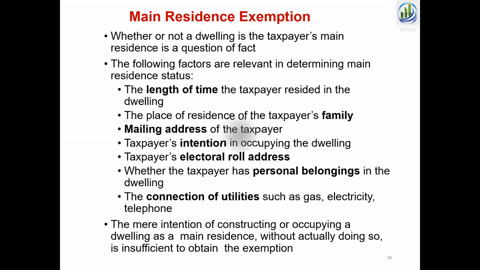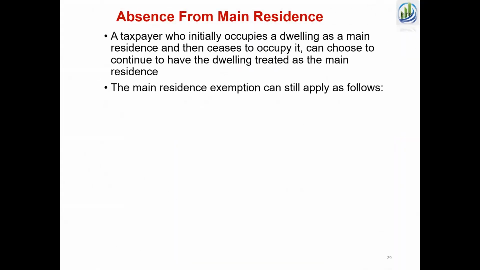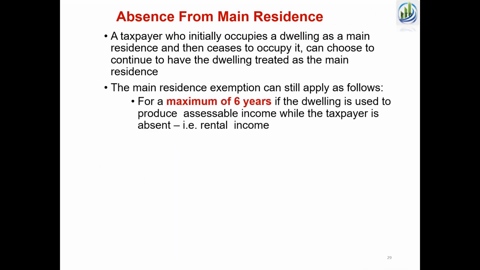There are exemptions for the 6 years. For example, you are living in a house, and you just move out of the house and you're renting it out somewhere, but that 6 years rule will work. What's the meaning?